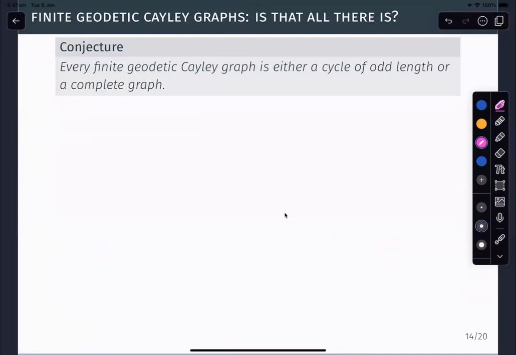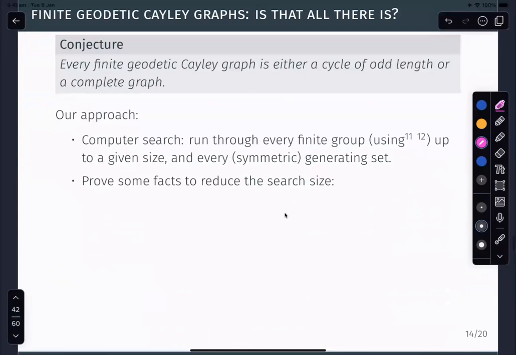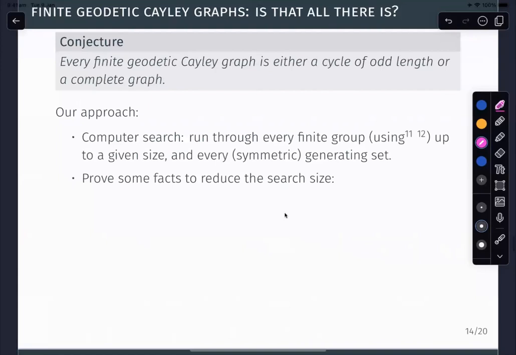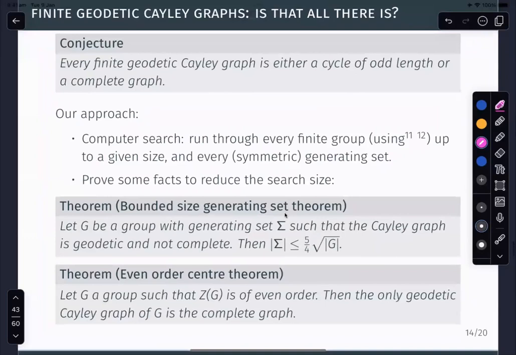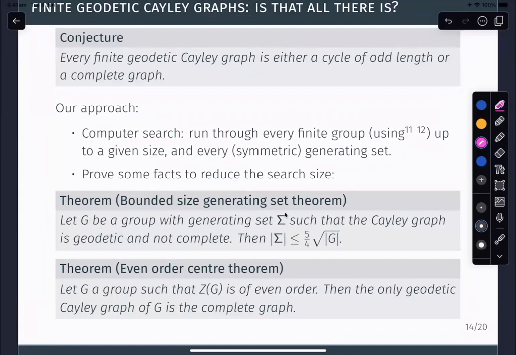I would really like to know what's happening with the finite pieces anyway, from the infinite perspective. So our conjecture for finite groups is that the two examples that I gave you are the only things that we can think of. So is that a very good basis for a conjecture? Our approach was to do a computer search to run through every finite group with every possible generating set. That's quite a large number of things up to a given size. Using GAP and the small groups library in GAP, Bettina Eich and a few other people in the year 2000 wanted to compute all groups up to size 2000. So we got up to size 512.